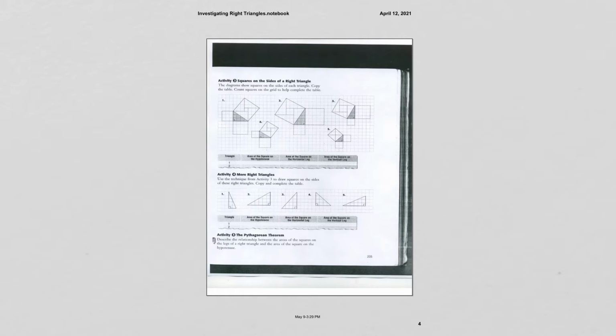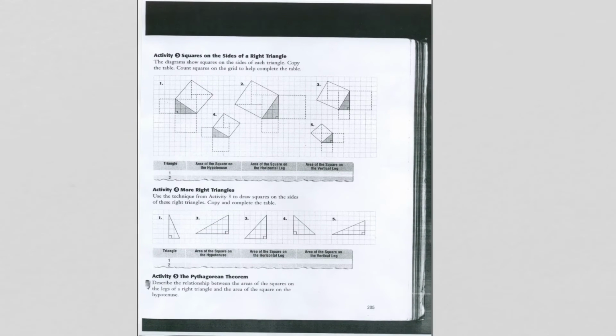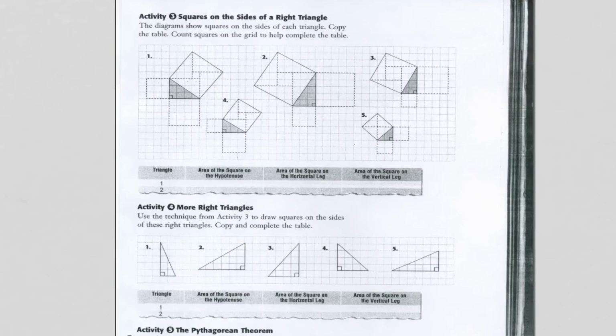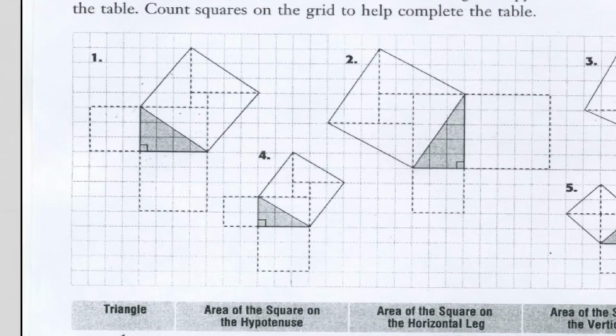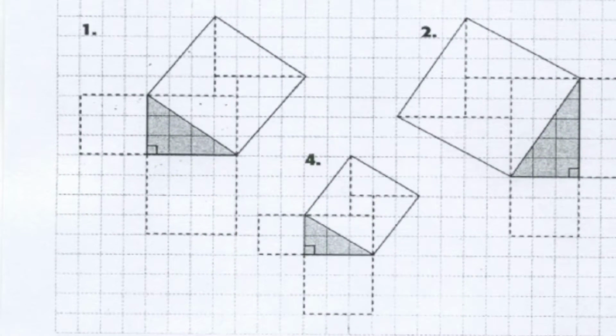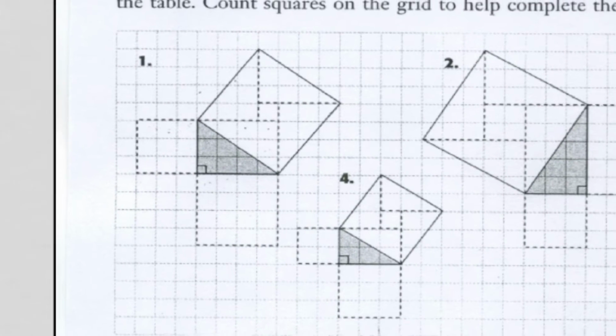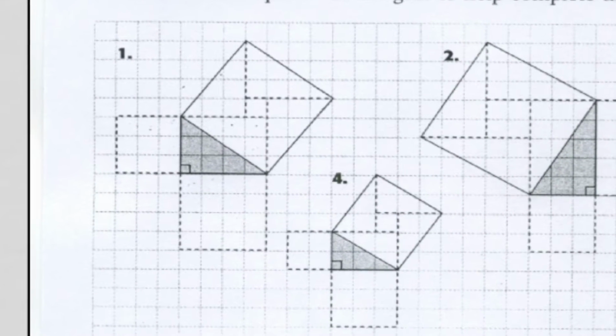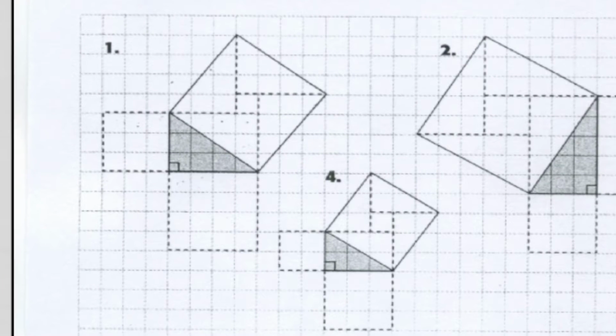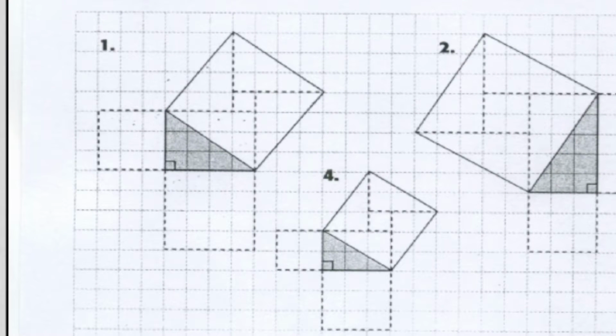In my last video where we started investigating right triangles, we started using right triangles to count the area of squares. Now what we're going to do in this activity is build on that same idea. We're going to be using right triangles to calculate the area of squares and then hopefully discover something big.